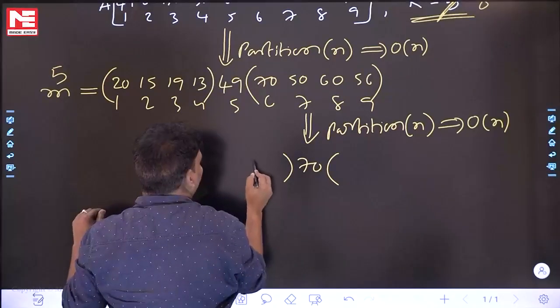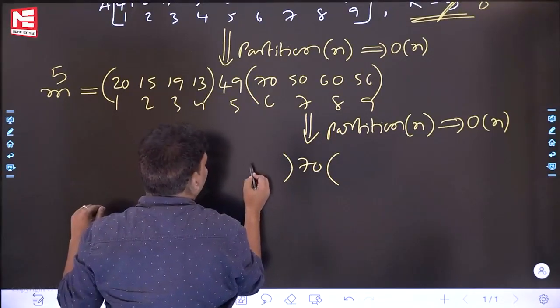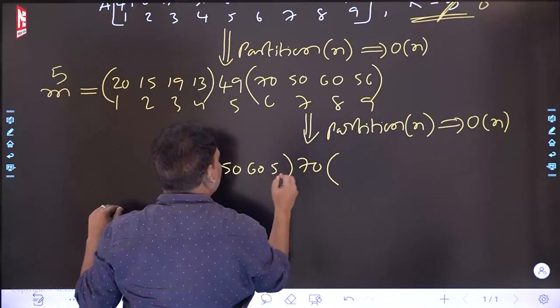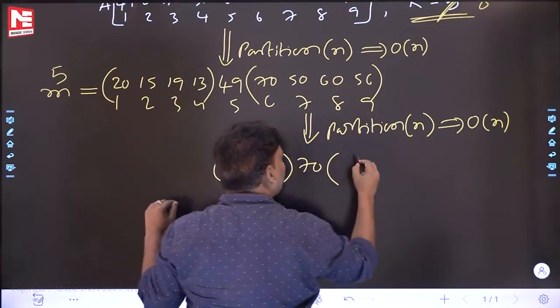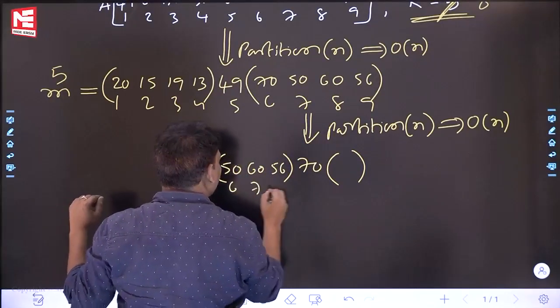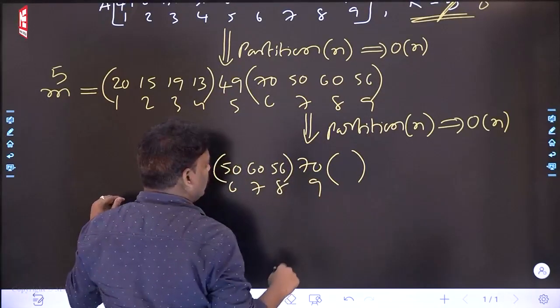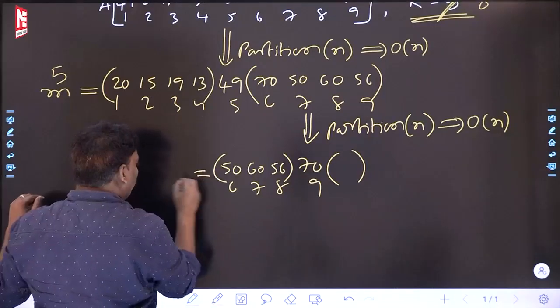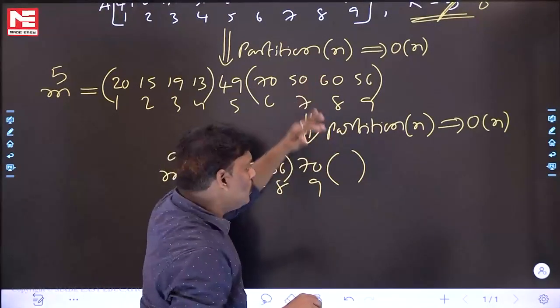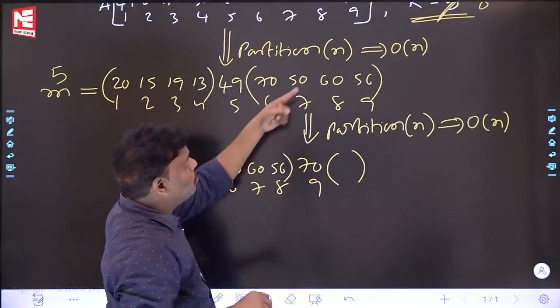Who are those less than 70? Let me check this one. 50, 60, 56. Less than 70, these many. Who is more than 70? No one. Let me give the positions 6, 7, 8, 9. Not only that, it will return m. What is the m value? 9. After the partition algorithm is over, one more n time, just ask: is m equal to k?